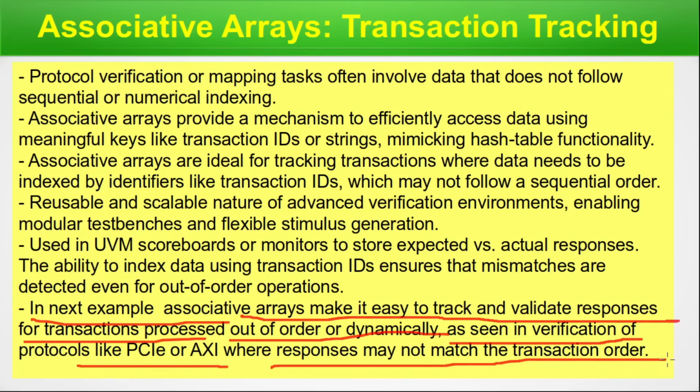In this slide, we will go through an example. Before that, I would like to say a few things. In protocol verification, one of the most common challenges is matching responses back to their corresponding transaction IDs. Since responses can arrive in a different order than the original request, we need a data structure that can track them reliably. This example shows how associative arrays allow us to map transaction IDs directly to their responses, making it easy to store, access, and iterate over the results.